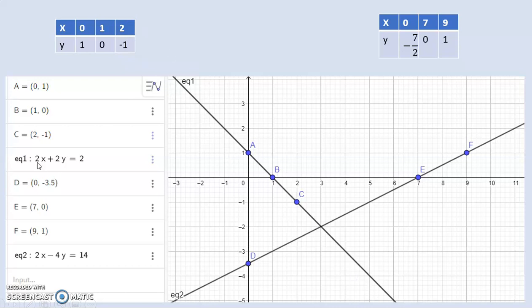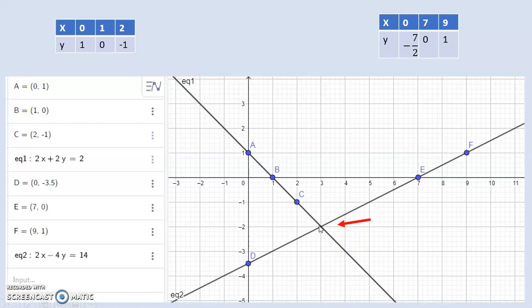Okay, the first line is 2x plus 2y equal 2 here. And then this is the line for the second equation, 2x minus 4y equal 14, from 3 points D, E, F. Here, D, E, F, we get from the table here.